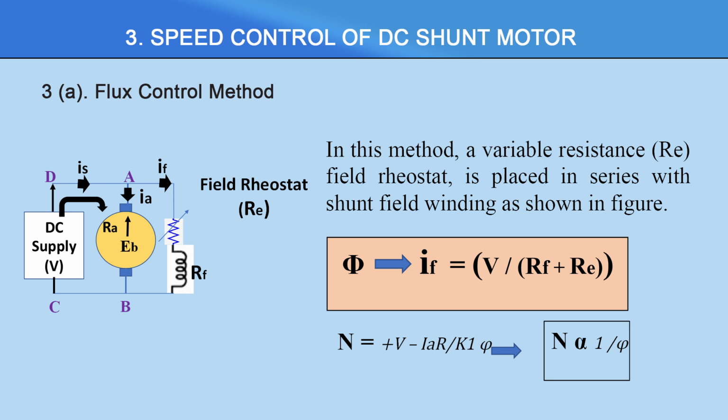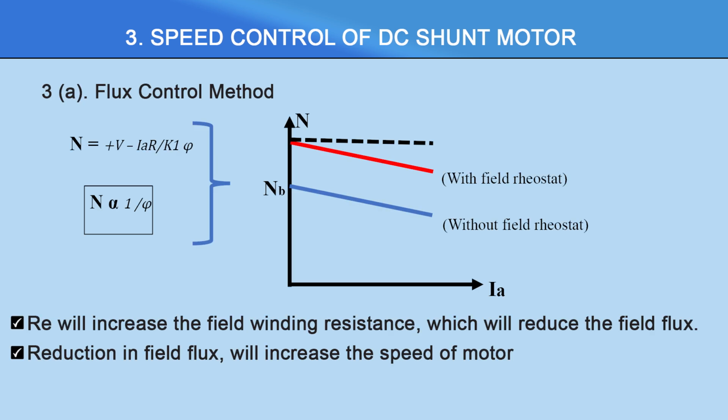If the field winding current reduces, then it will reduce the flux, and if it reduces the flux, then the flux will create its impact on the speed. How will it create its impact on the speed? It will depend on the speed equation. But here it is important to know that after including the resistance, the flux is reducing. Remember this point. And this is the equation, N is equal to V minus IA RA upon K1 phi.